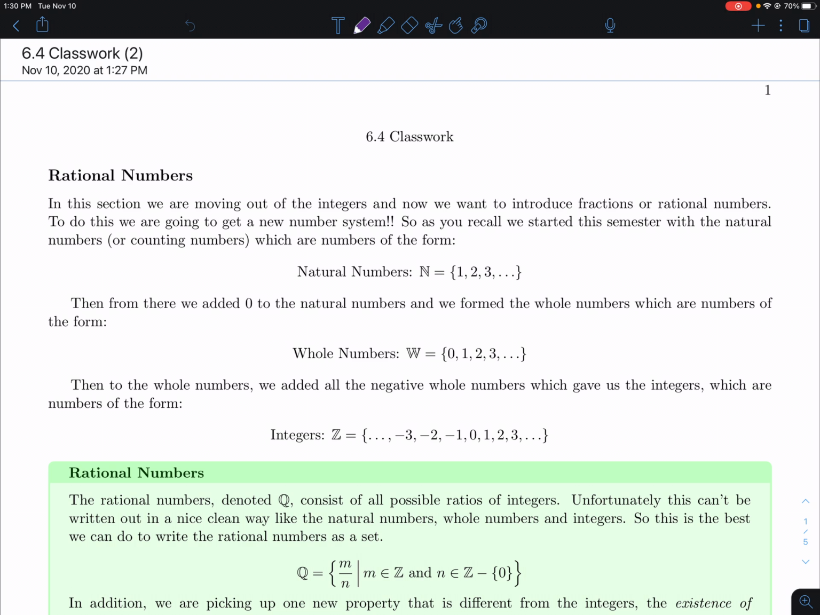I'm looking forward to seeing what kind of video solutions you guys have made to the fraction story problems. I can't wait to check out what you guys post today.